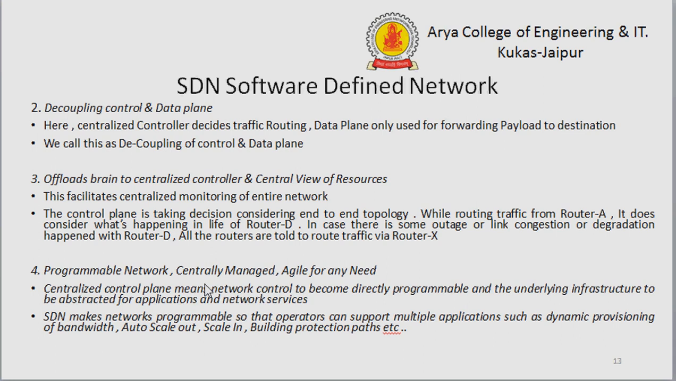The fourth one is a programmable network, centrally managed, agile for any need. A centralized control plane means network control becomes directly programmable and the underlying infrastructure is abstracted for applications and network services. SDN makes networks programmable so that operators can support multiple applications such as dynamic provisioning of bandwidth, auto scale out, scale in, building protection paths, etc.